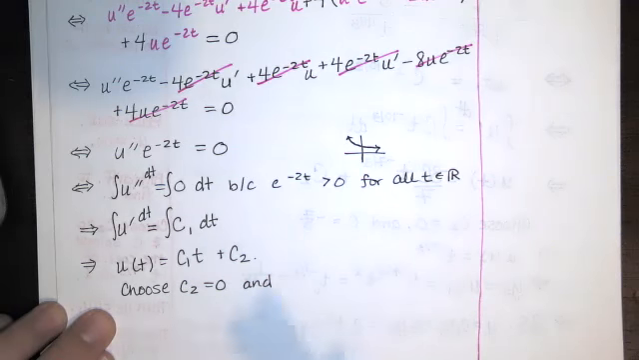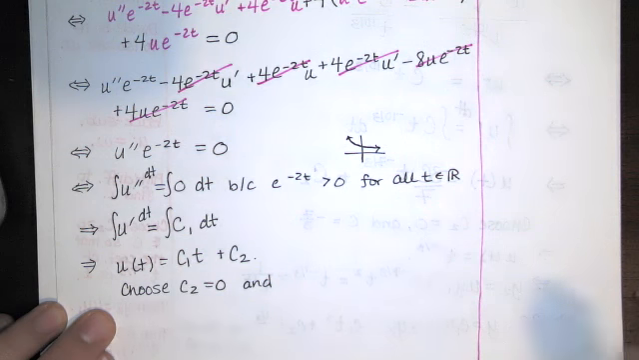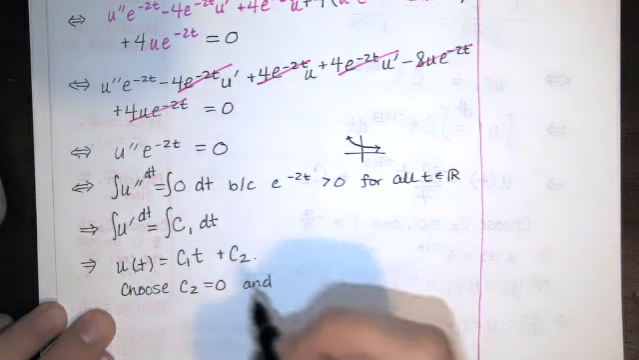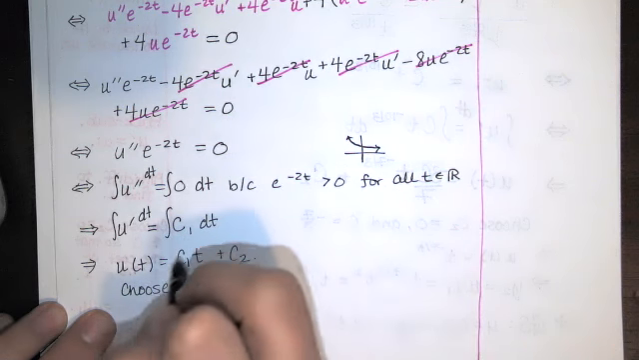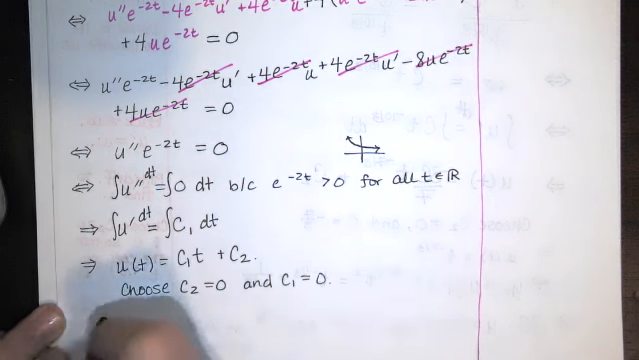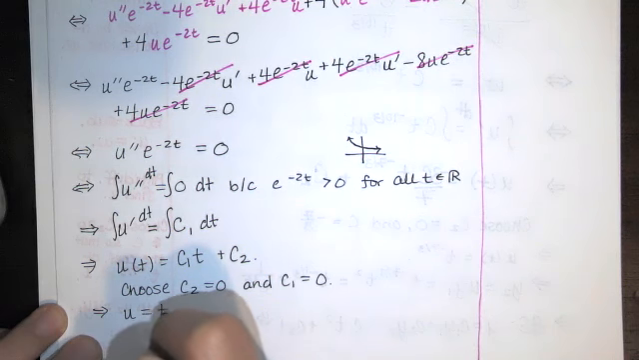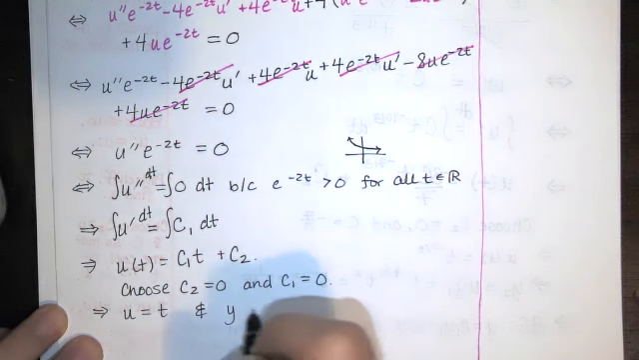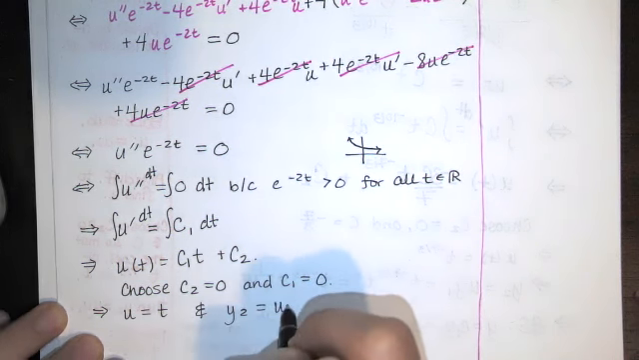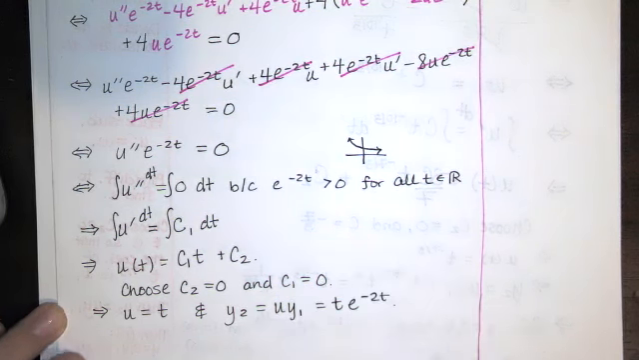And I'm going to multiply y2 by a constant anyway, so I don't need this extra constant here either, because I'm going to have a constant times a constant. It'll just give me a different constant. So let's simplify y2 as much as possible. So we'll let that c sub 1 equal 1. In that case, our u is equal to t, and that means that y sub 2 is equal to u times y sub 1, which is t times e to the negative 2t.